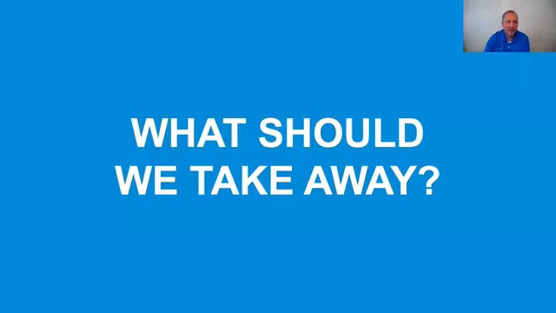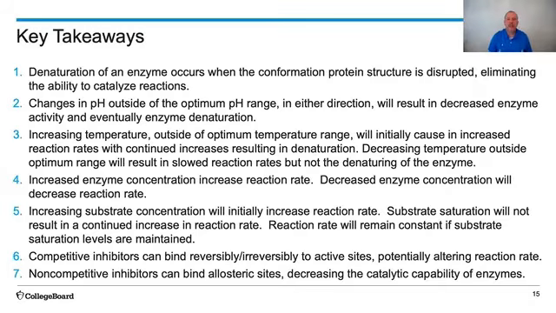So what should you take away from today's lesson? First, denaturation of an enzyme occurs when the conformational protein structure is disrupted, eliminating the ability to catalyze reactions. Changes in pH outside of the optimum pH range in either direction will result in decreased enzyme activity and eventually lead to denaturation of the enzyme. Increasing temperatures outside of the optimum range will initially cause an increase in reaction rates, with continued increasing resulting in denaturing of the enzyme. Decreased temperatures outside of the optimum range, however, will result in a slowed reaction rate, but not denaturing of the enzyme.